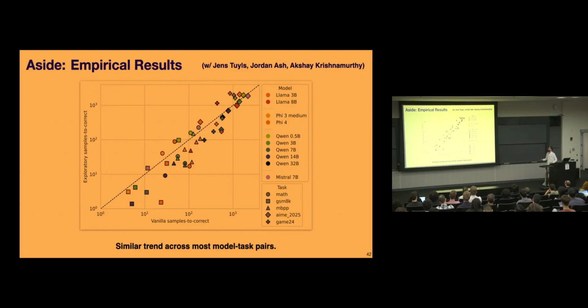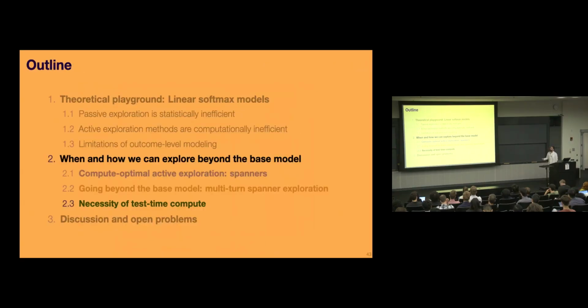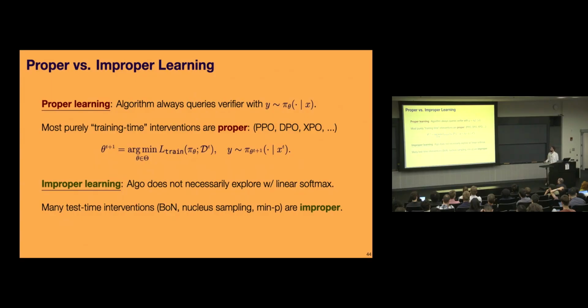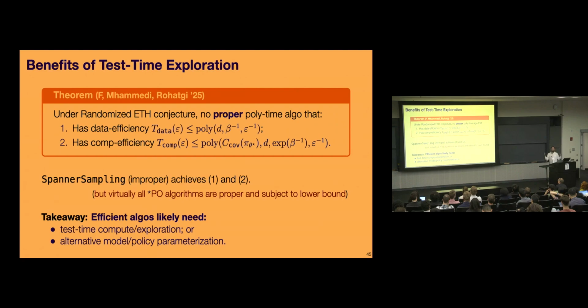I'm getting pretty close to the end, so I'm going to start wrapping up. In the interest of time, I'll skip this result and just say the TLDR is, this spanner sampling algorithm uses extra test time compute, because when you get a prompt, you generate lots and lots of responses, but you ultimately pare them down to a small set that you use. We have a computational lower bound which says there's a formal sense in which you probably need to use a certain amount of test time compute in order to get the style of guarantee that the algorithm achieves. But you can check out the paper for more details on this.